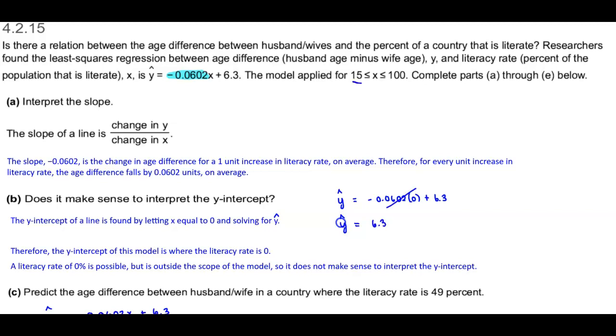Now if you take a look up here, the model means that the value has to fall within 15 and 100. Therefore, the y-intercept of this model is where the literacy rate is 0. So a literacy rate of 0% is possible, but it is outside of the scope of the model. So it does not make sense to interpret the y-intercept, because the value of x is outside of this model here.